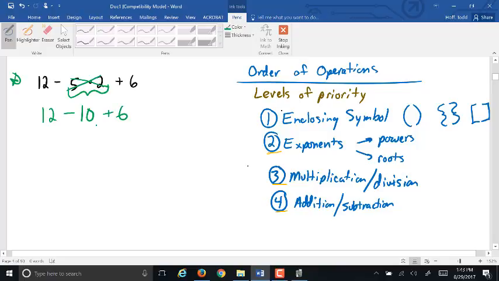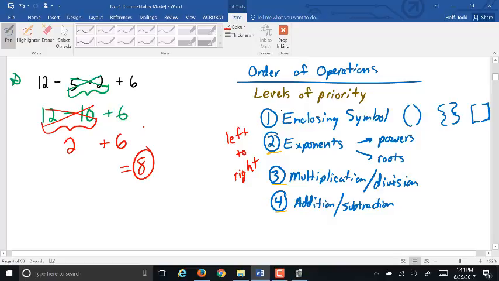Now all that's left is addition and subtraction, but there's more than one of them to do. So when I have more than one item that's at the same level of priority, that's when we do go left to right, just like reading a book. So we do 12 minus 10 next, which is 2. So again, I remove the 12 minus 10, replace it with 2, and the rest of the problem stays the same. 2 plus 6 is 8. So the result of that problem is 8.